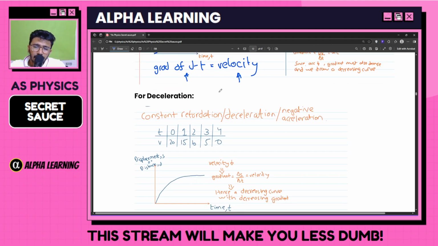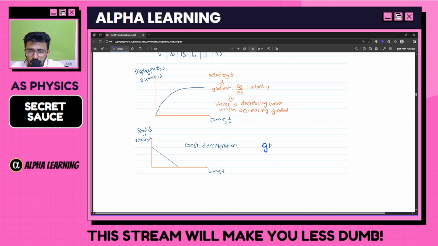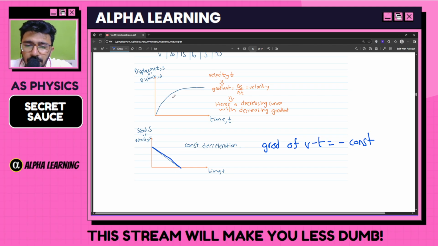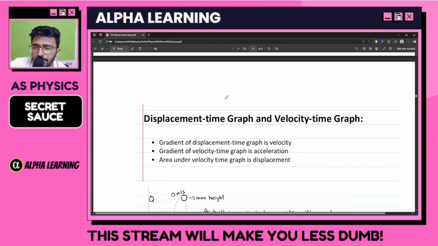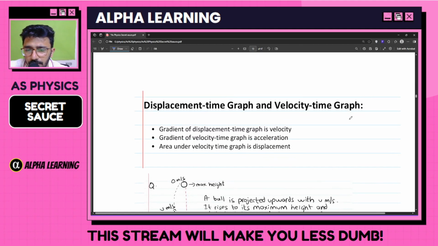Now let's move on to deceleration. Deceleration means what? Negative acceleration. If you have negative acceleration, that means the gradient of the velocity time graph is negative and constant. If your gradient is negative and constant, as you have seen from the types of gradient, we will draw a downward sloping line. Now here your velocity is decreasing, so you will draw a decreasing curve for the displacement time graph or the distance time graph like this. Simple.